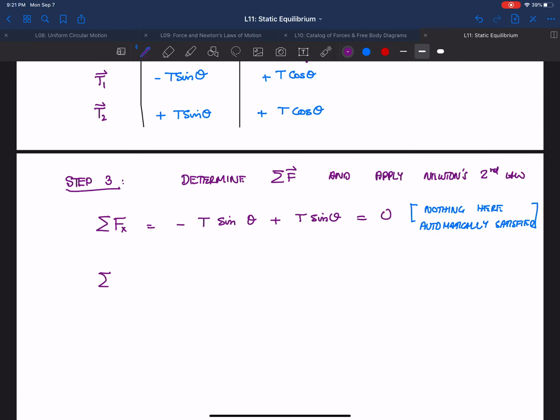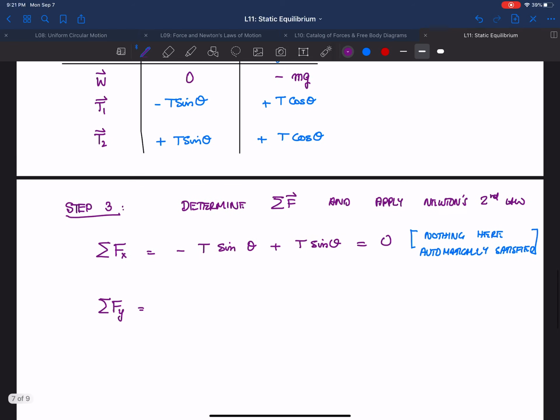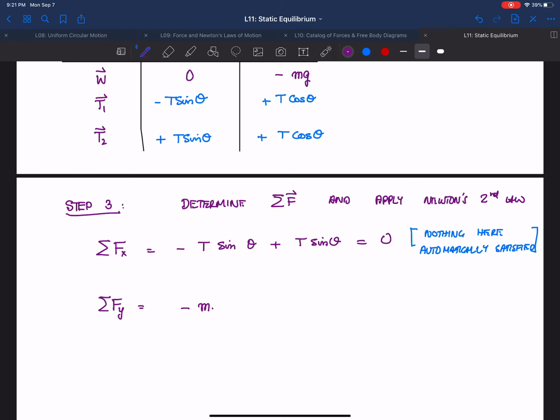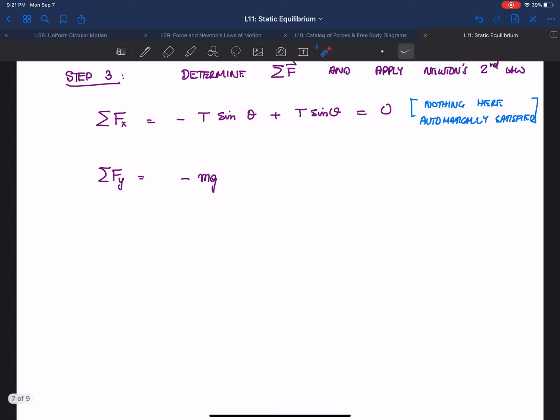How about the y component? The y component of the net force, well, we add them all up, so it's minus mg. Then you have T cosine theta plus T cosine theta, which I could write as plus 2T cosine theta. Now we go ahead and apply Newton's second law. All I've done here is figure out the x and y components of the net force.